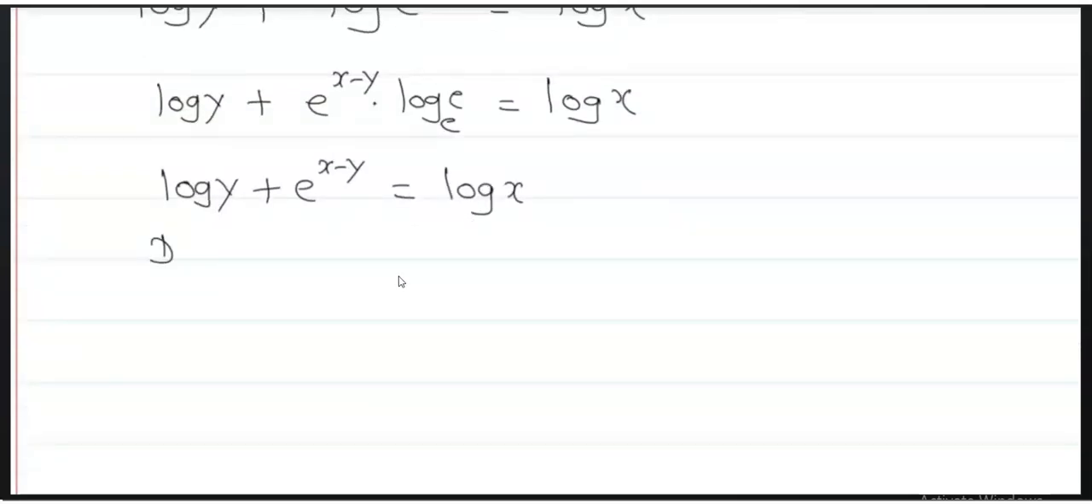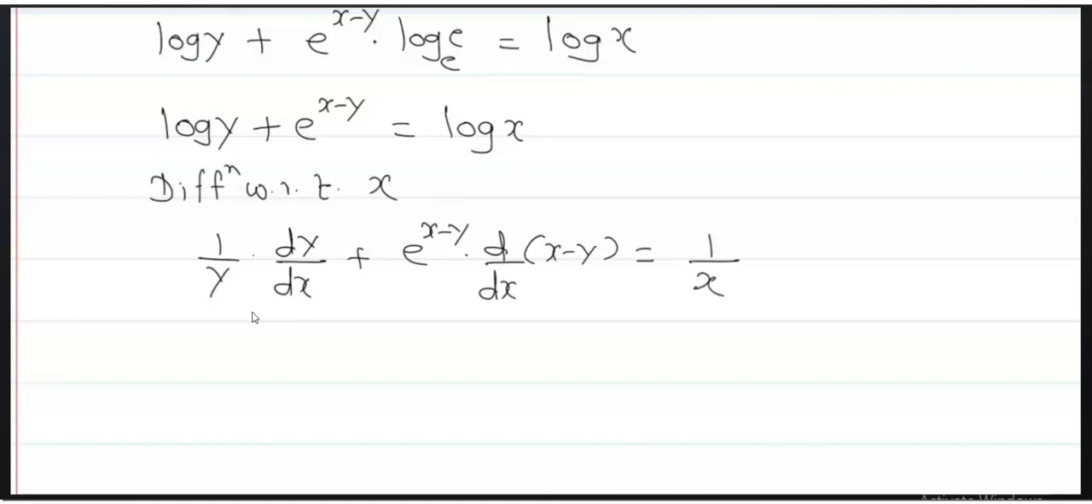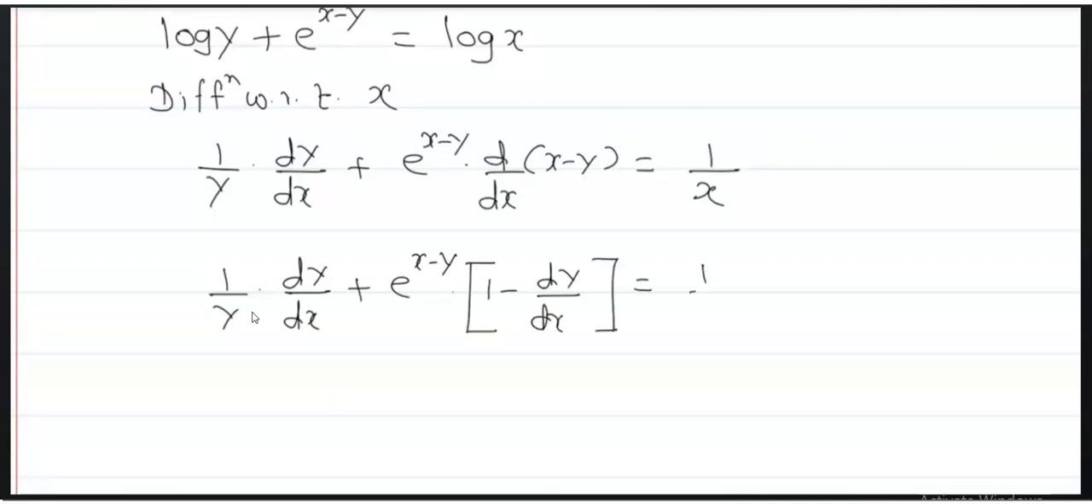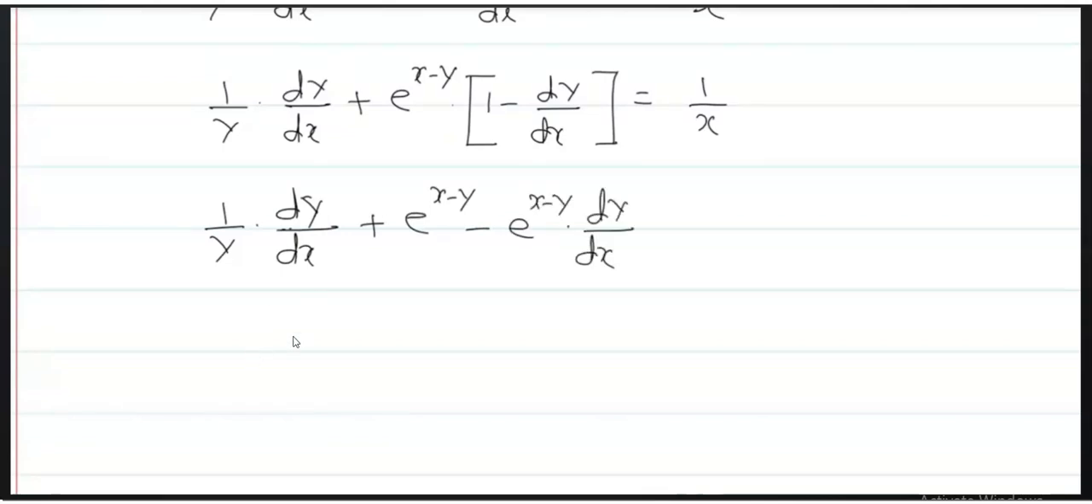Now this value is 1. Differentiate with respect to x: 1 upon y into dy by dx plus e raised to x minus y into the derivative of x minus y. The derivative of x is 1, and the derivative of y is dy by dx, equal to 1 upon x.